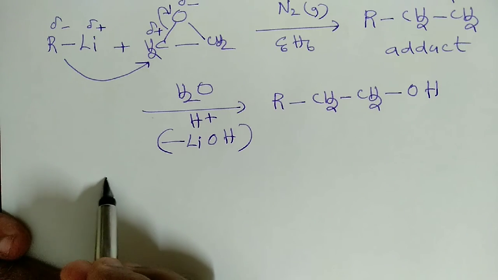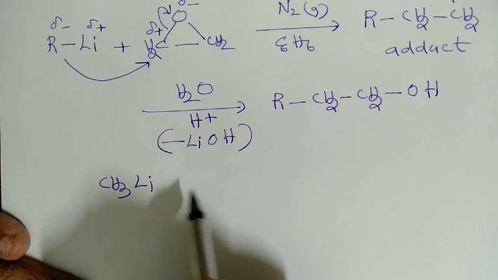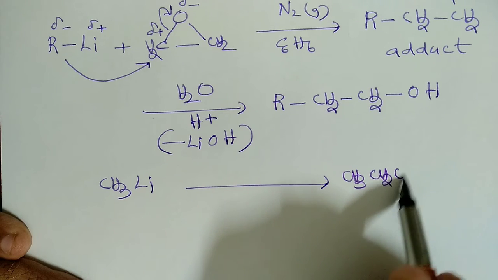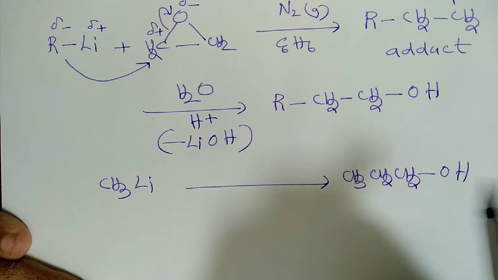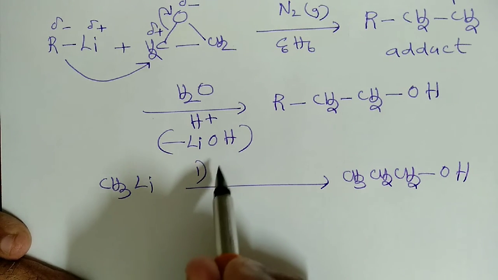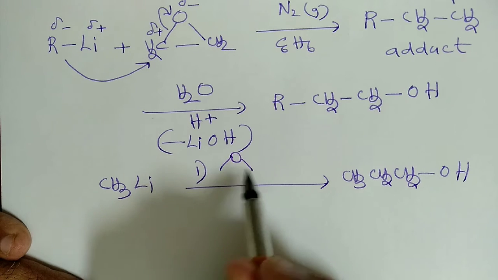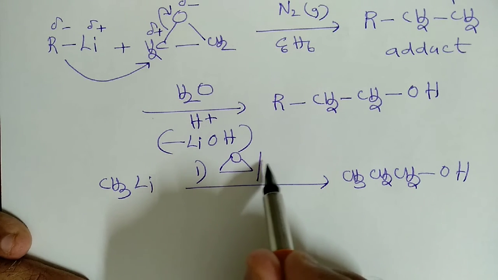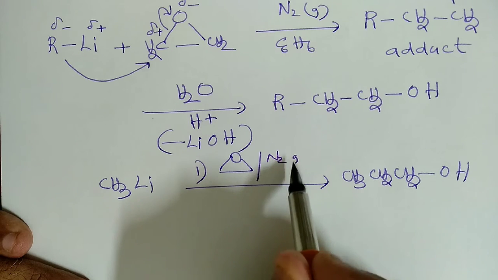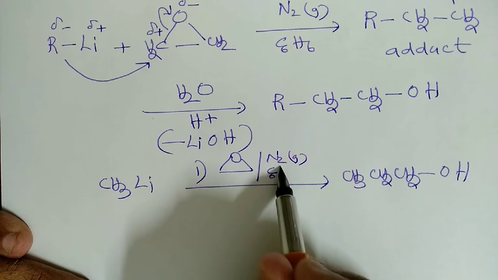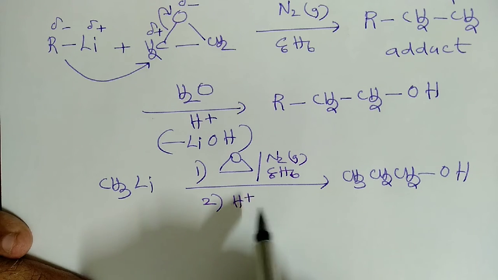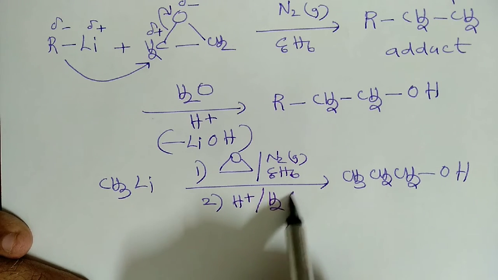For example, methyl lithium can be converted into 1-propanol by reacting with ethylene epoxide in an atmosphere of nitrogen gas in benzene medium, followed by hydrolysis in acid medium.